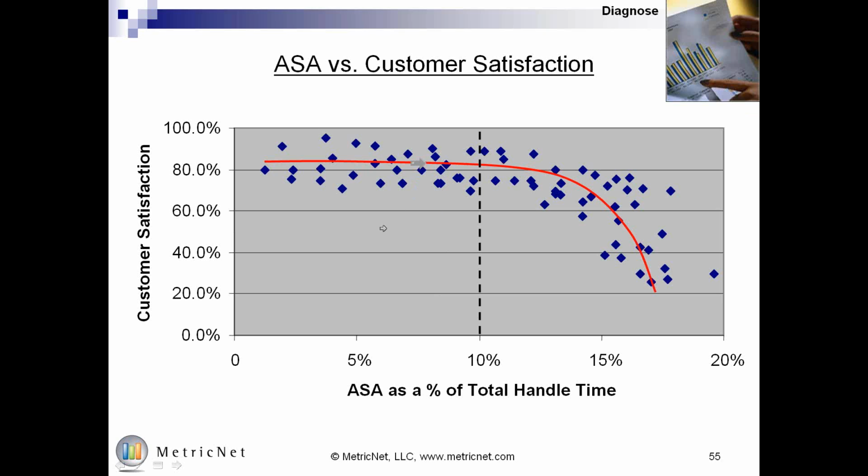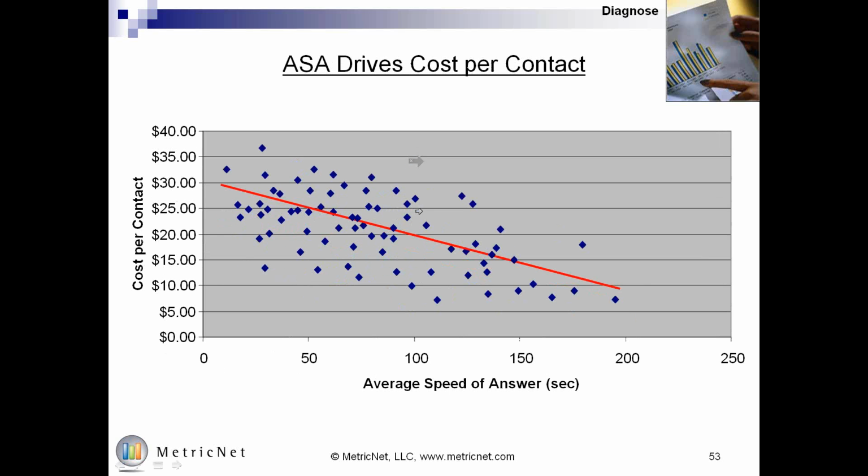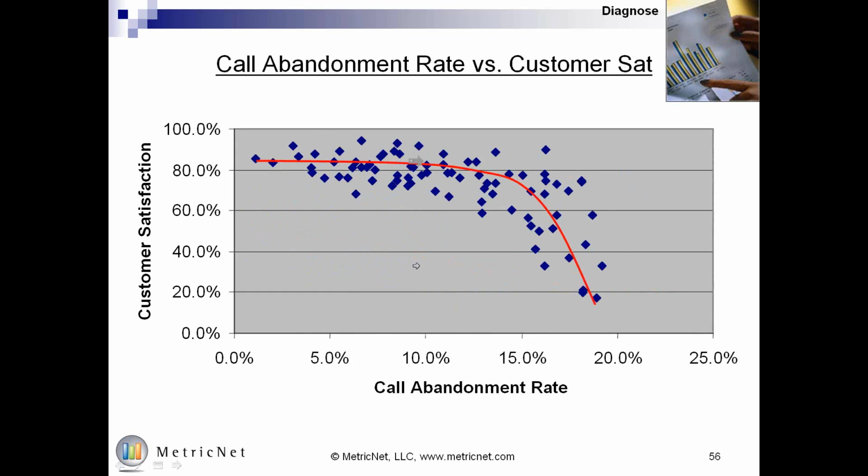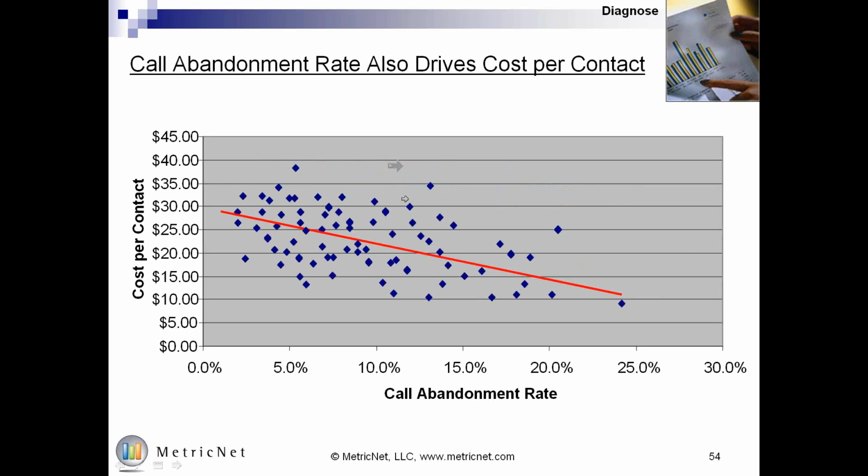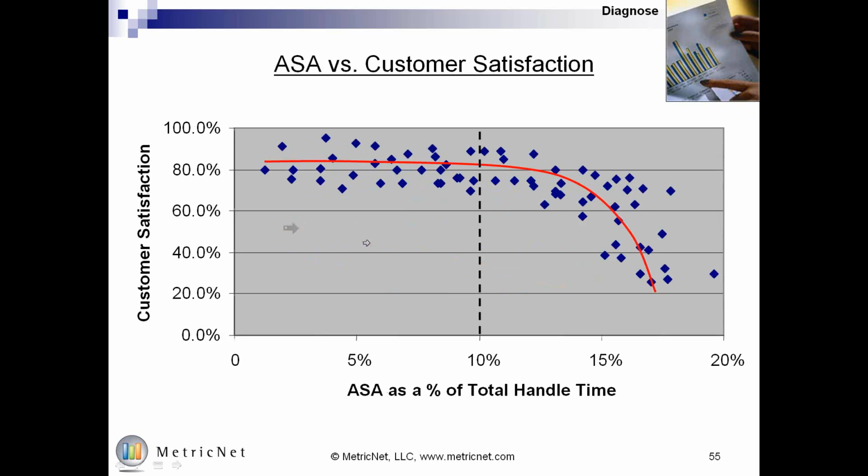The sweet spot here is really in the range of 7 to 8%. In other words, keep your ASA at 7 to 8% of your handle time, and you will not be hurt as far as customer satisfaction goes, but you will also not drive your costs up unnecessarily. Likewise, for call abandonment rate, the sweet spot is in the range of 6 to 8%. Keep your call abandonment rate in that range, and you will not see any negative impact on customer satisfaction, and you will also not raise your costs indiscriminately or unnecessarily.